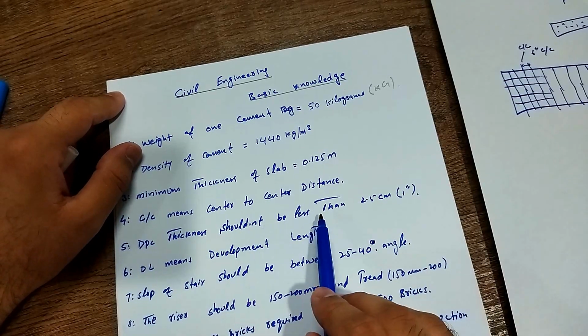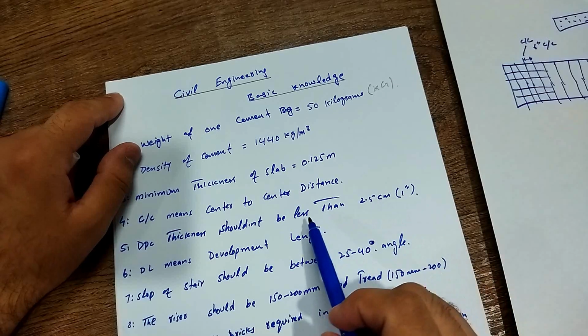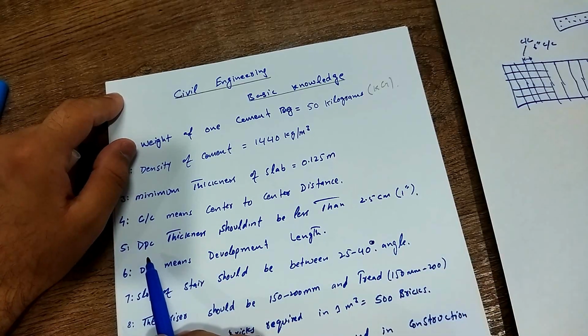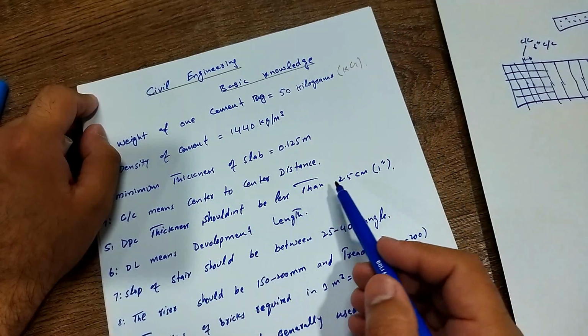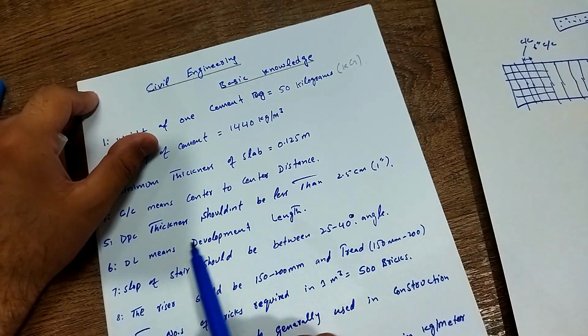DPC thickness should not be less than 2.5 centimeter. This is the minimum thickness of DPC. DPC means damp proof course. Thickness should not be less than 2.5 centimeter or 1 inch.